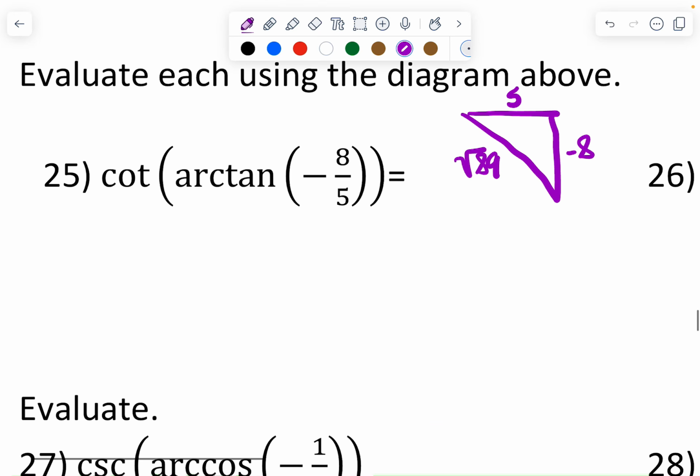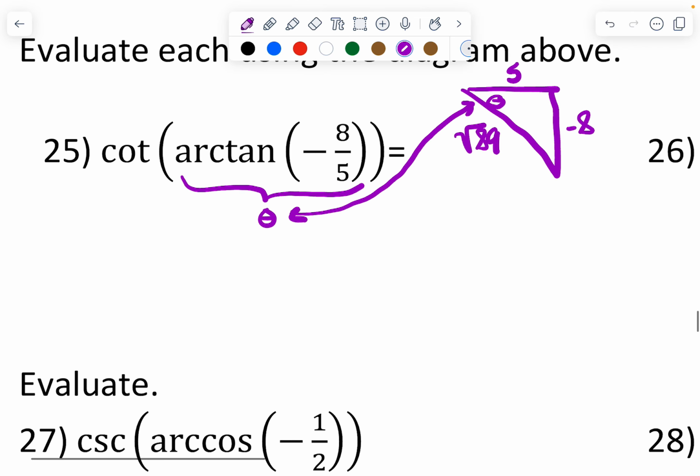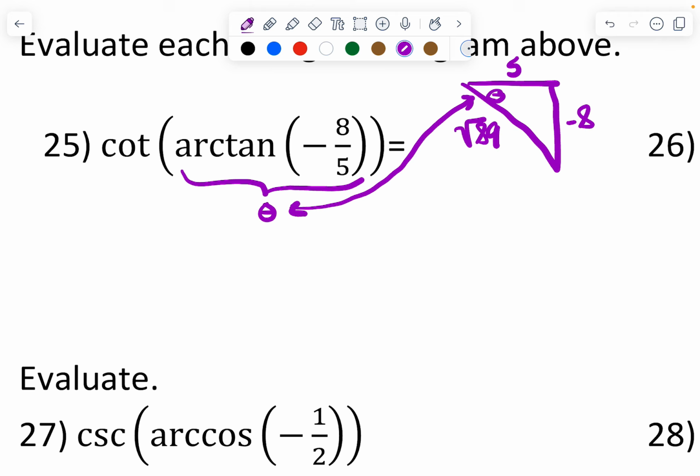All right, so we have cotangent of arctangent of negative 8 over 5. Again, the output, this is equal to an angle. And based on my triangle, this is where my angle is. These are the same, okay? So based on the information that I got from the input for my arctangent, I was able to construct a triangle as it relates to that angle. So now that I have the 3 sides, I can evaluate cotangent for that angle. And we will use the same triangle because we are restricted to that particular triangle.